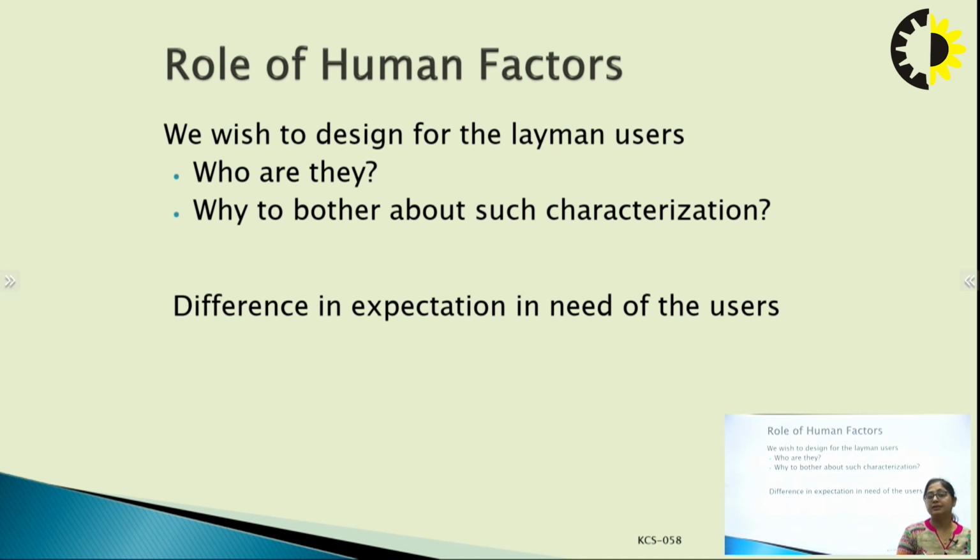So there is a difference in expectations and needs of the user. Suppose there are three types of users: a layman user who knows nothing, a moderate user who knows very much, and the technical user who knows everything. So there is a difference in expectation between the layman user, the moderate user, and the expert user. We have to meet the expectations of all three users, because for us all three users are important.